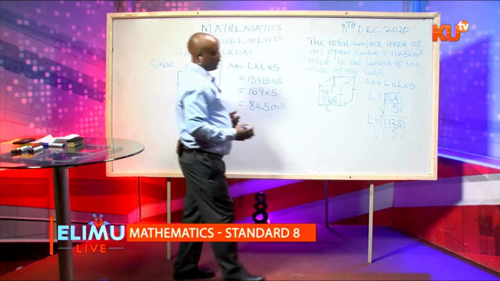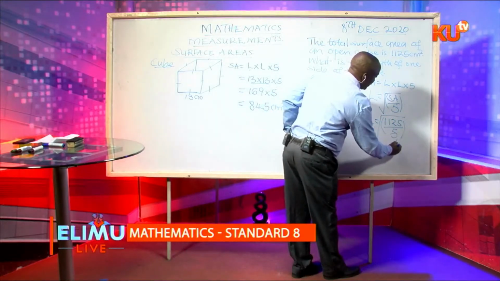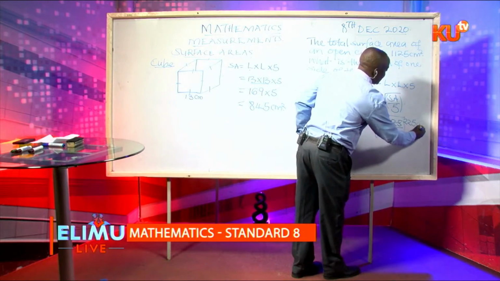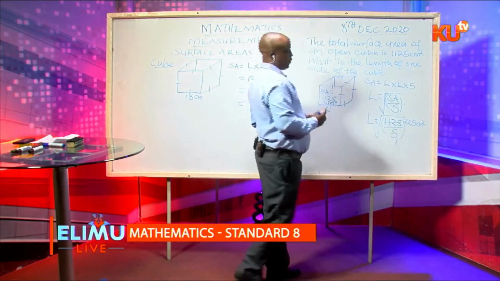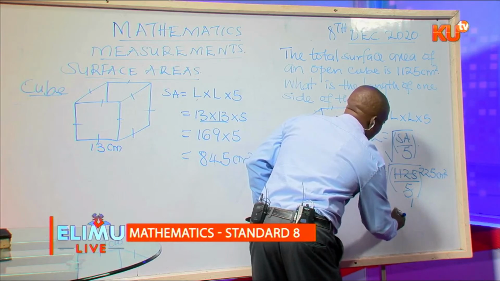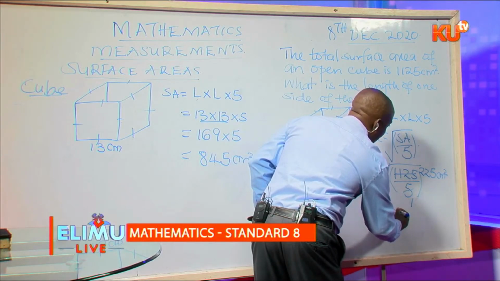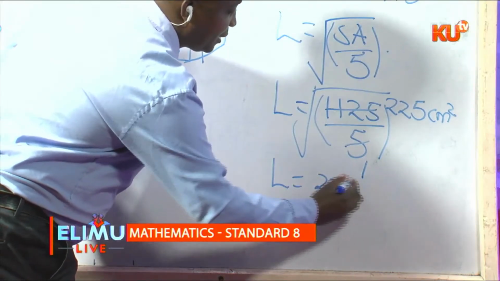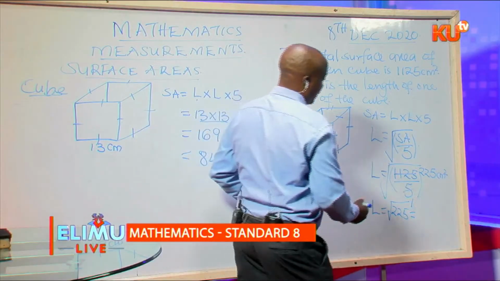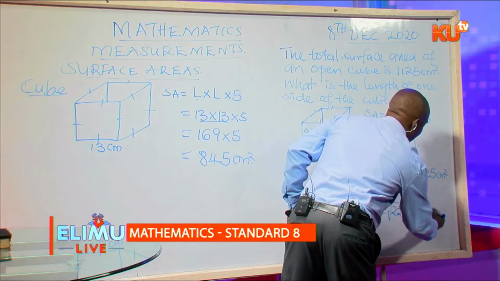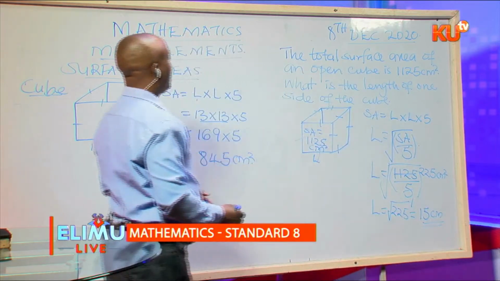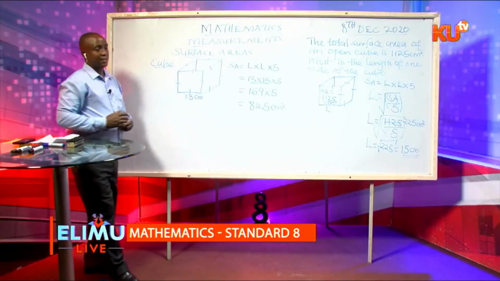So we divide by 5, and we get 225 centimeters squared. So that is the area of one face. To get the length of one edge of the cube, we find the square root of this. We look for a number that when you multiply by itself gives you 225, and the number is 15. So the length of one side of the cube is 15 centimeters.